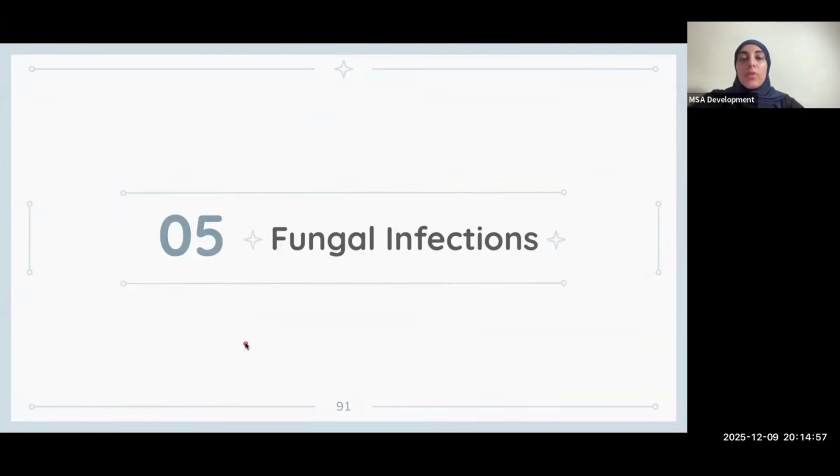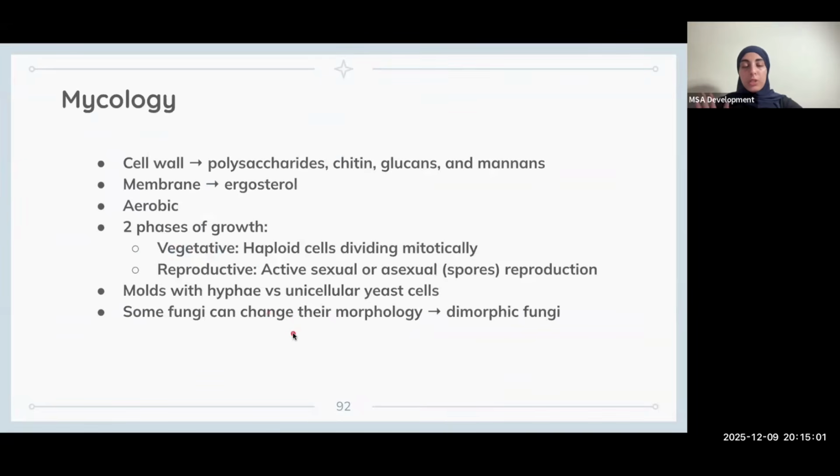Now we are gonna move into fungal infections. And just some basic concepts of mycology that you probably know from POD. I'll just say them briefly. You have cell walls in fungi, and the cell walls have polysaccharides, chitin, glucans, mannans, and you also have membrane, which is made of ergosterol.